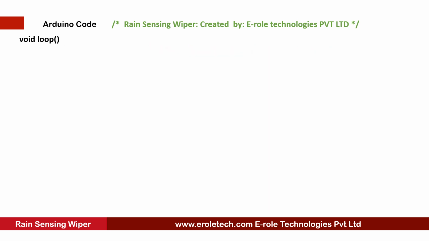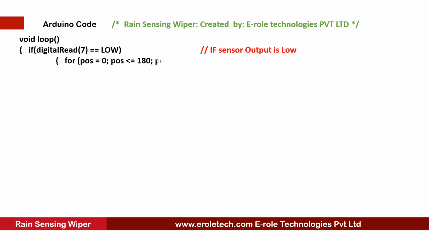void loop. This function continues to execute the code written inside it over and over unless we reset the Arduino hardware board. digitalRead is a function which will read the status of pin number 7. If the value of pin 7 is low, then it will rotate the servo 180 degrees.